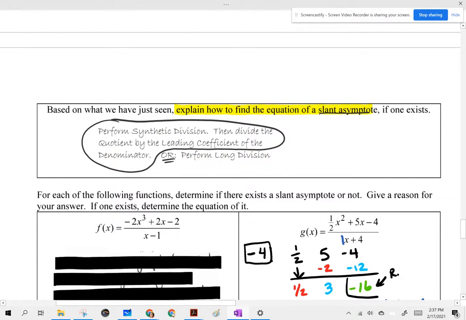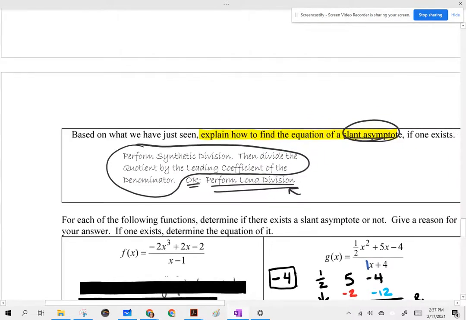Or you can perform long division. I have not gone over long division so far. All we've done is synthetic division. We can go over long division. It's a good, useful tool to know. Simply put, if you just performed long division, the process of long division will give you your slant asymptote equation. All right, so let's take a look at f of x right here.